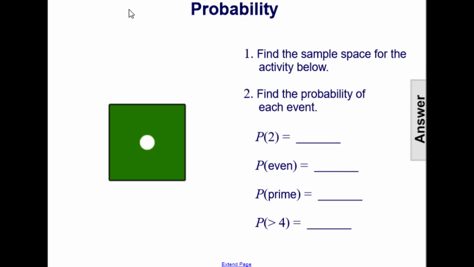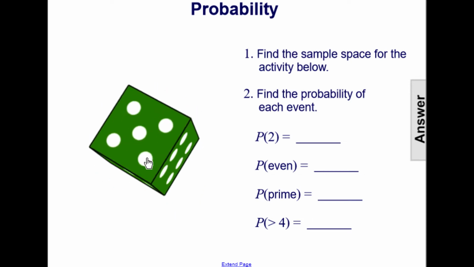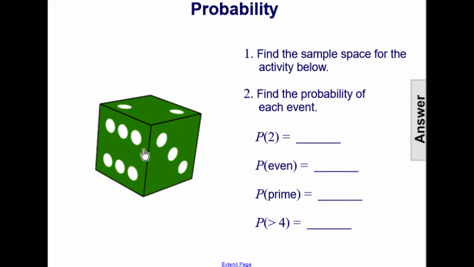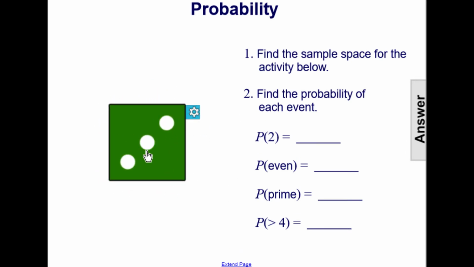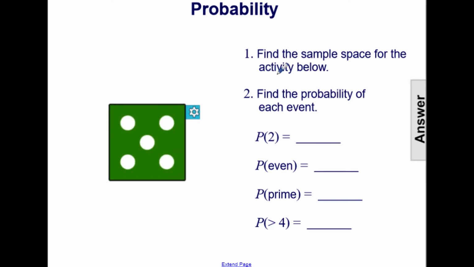Here is an example of probability using the event of rolling a number cube or a die. So here we can see we can keep rolling this number cube. We have a side of 6, a side of 5. Here it landed on 6 again. Now we have 3, so we have an equal chance of landing on any of these sides, which are numbered 1 through 6. So our sample space for this activity are those numbers. We have 1, 2, 3, 4, 5, and 6.